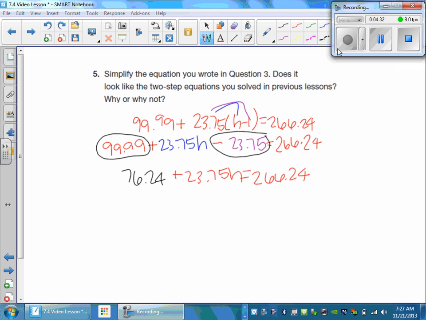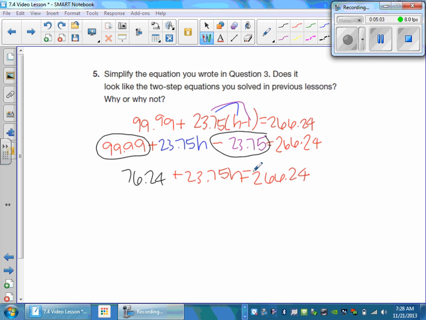You should have seen that you were going to use the distributive property. Since this 23.75 is on the outside of the parentheses, it needs to be multiplied through to both things on the inside. So I took 23.75 times H with my blue, and I got 23.75H. And then with the purple marker, I took 23.75 and multiplied it by 1, and I just got 23.75. Here I kept the negative sign a negative sign.